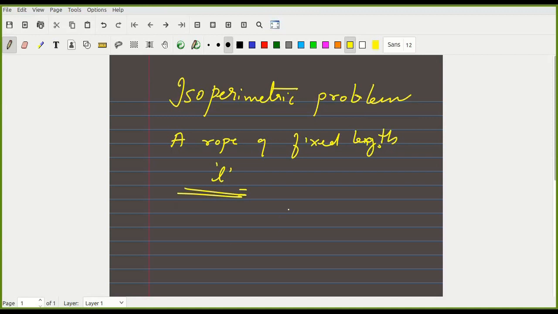I want to make a closed path out of it. So let's consider A and B. And what is the area enclosed by this? So I want the isoperimetric problem asks for the shape of this rope of length L such that it encloses maximum area. So let's write down what it means. Let L be the perimeter.